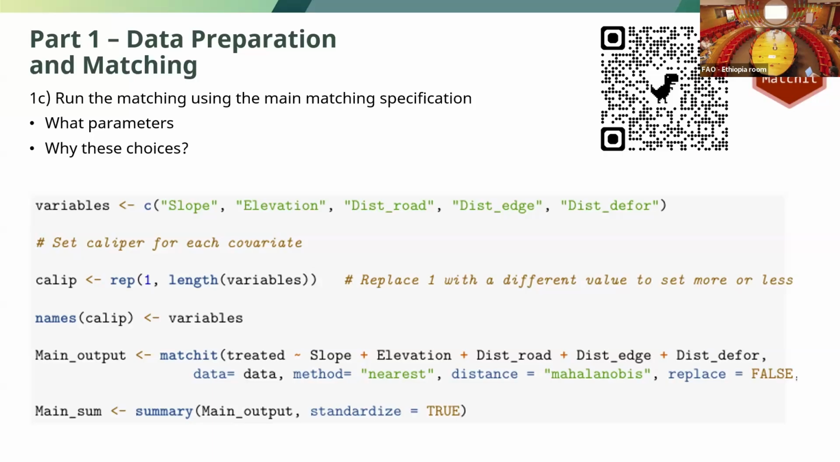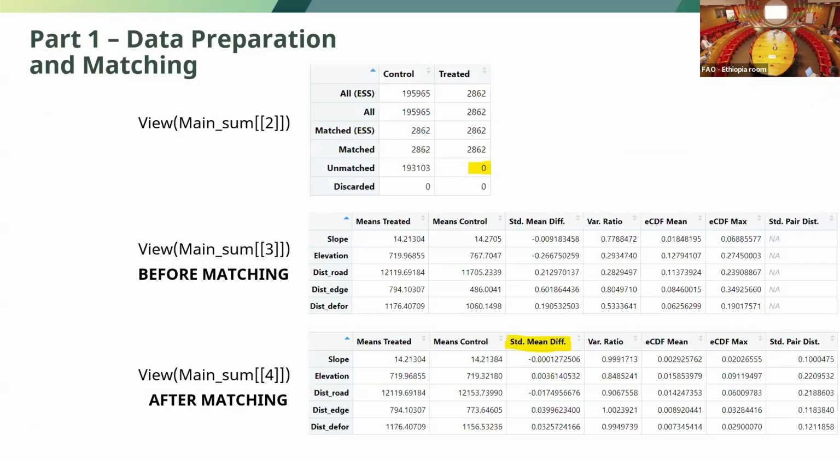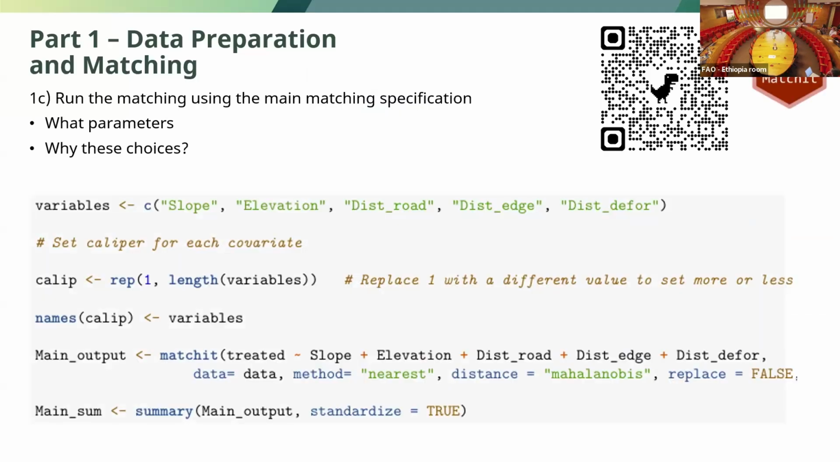So I tried a few specifications before. I ran the matching and I compared the balance, which you will do in just a second, before I did any of the regressions, because otherwise that would be very bad. And I chose the one that yielded the best covariate balance, the best of these scores, and matched the most pixels. And it was this one.